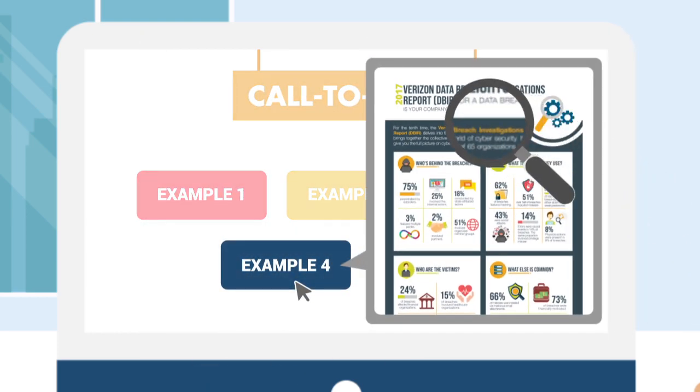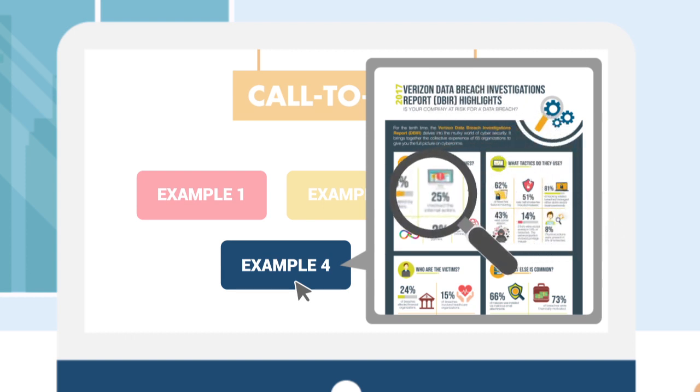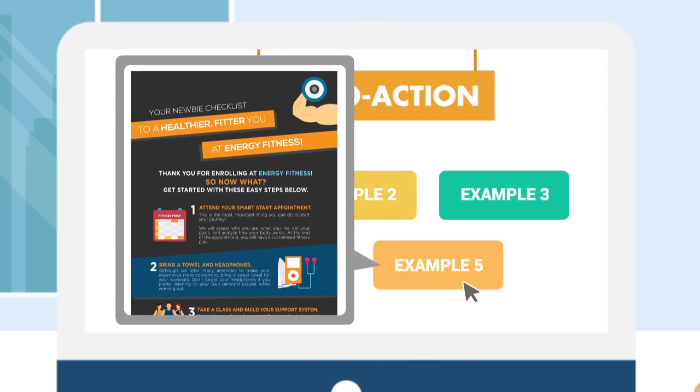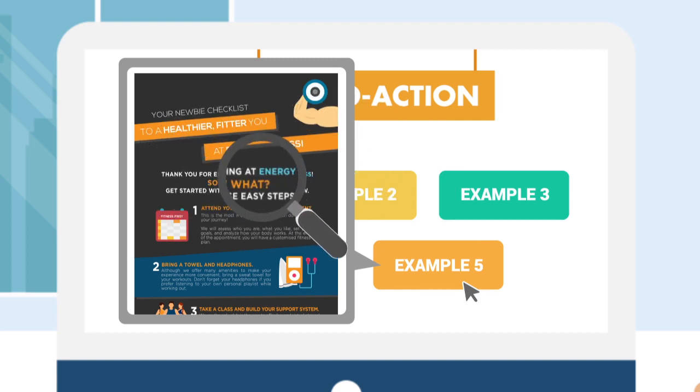Example number 4. A call to action doesn't just have to be a direct order to follow, like, or donate. It can be anything that gives people the tools to act on what they've learned from your infographic. Example number 5. Lastly, your infographic could be peppered throughout with call to action statements.